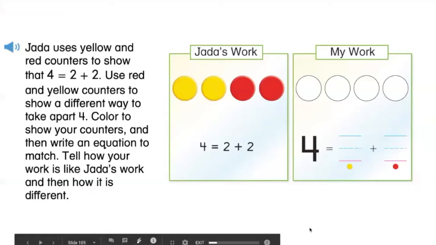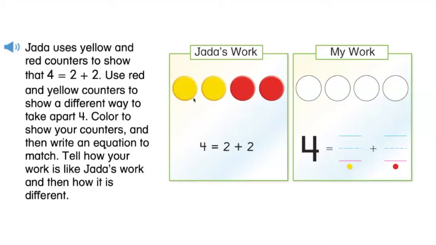First, I want you to watch me. All right, so the story problem says Jada uses yellow and red counters to show that 4 equals 2 plus 2. It says to use red and yellow counters to show a different way to take apart 4. Show your counters and write an equation to match. Tell how your work is like Jada's work and then how it is different.